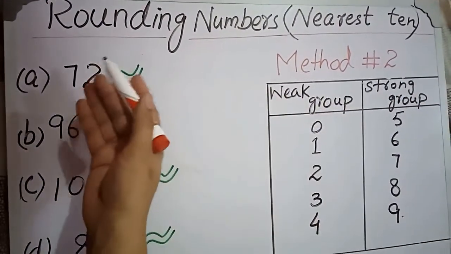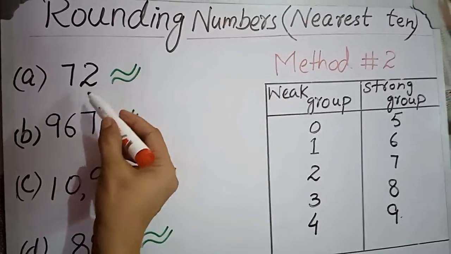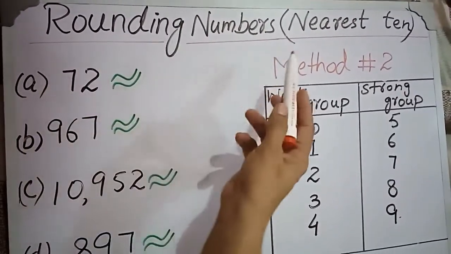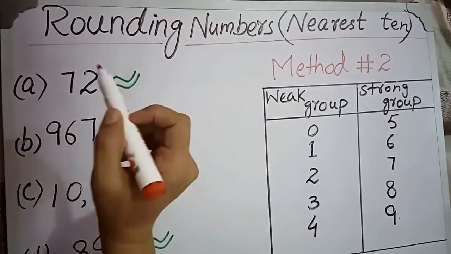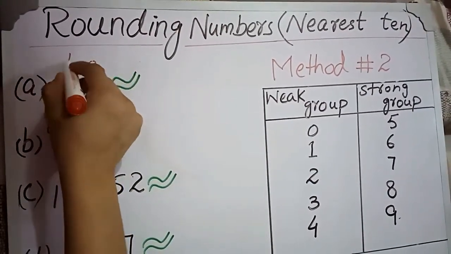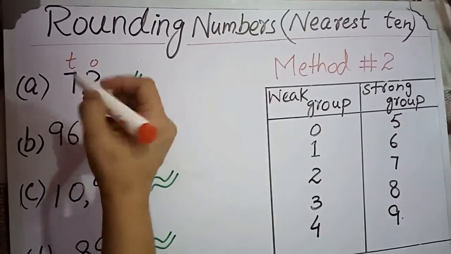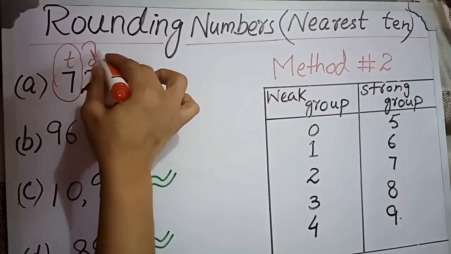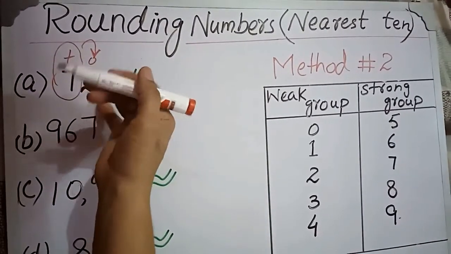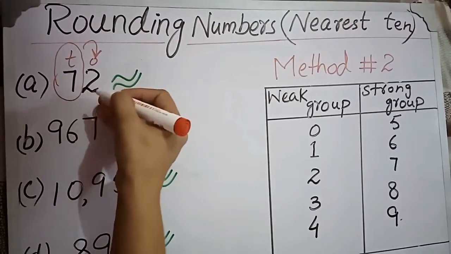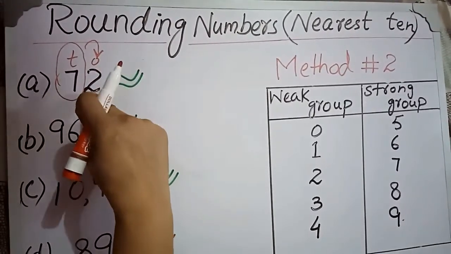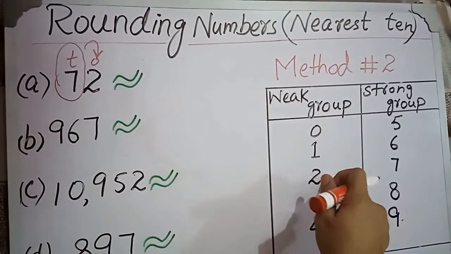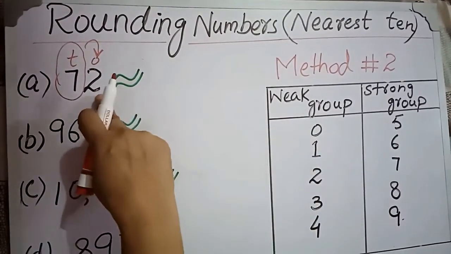Now question number A, we have 72. As you know, we are rounding numbers to the nearest 10. We first have to put place values. Whenever you have to round off the tens place, you have to look at the ones place, at what the digit in the ones place is. Suppose the digit in the ones place is 2, then 2 is weak. 2 is a weak group digit.